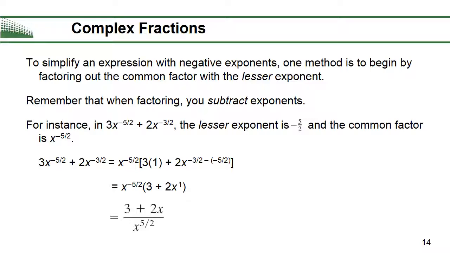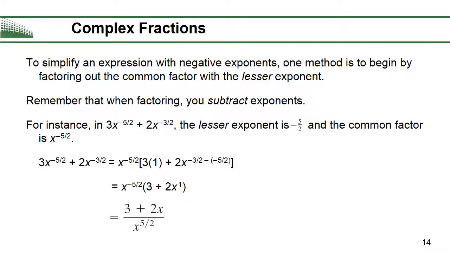When you divide 3x to the negative 5 halves by x to the negative 5 halves, you get just plain old 3. When you divide 2x to the negative 3 halves by x to the negative 5 halves, what you have to do is subtract those powers. So we're going to have 2x, and our power is going to be whatever negative 3 halves minus negative 5 halves is. Well, if you go ahead and do the math there, it's negative 3 halves plus 5 halves, which is 2 over 2, which is 1. So we have x to the negative 5 halves times 3 plus 2x to the first.